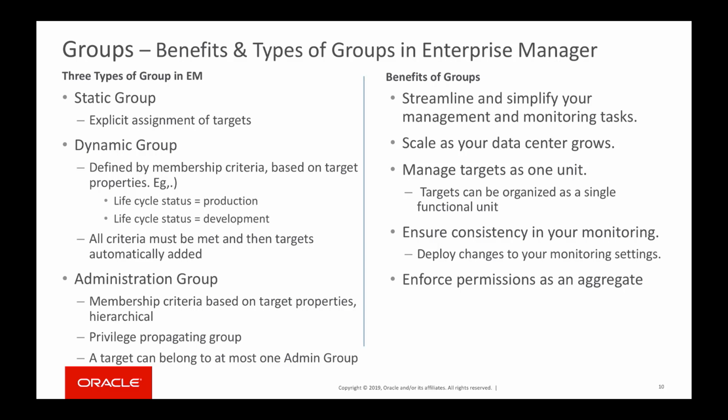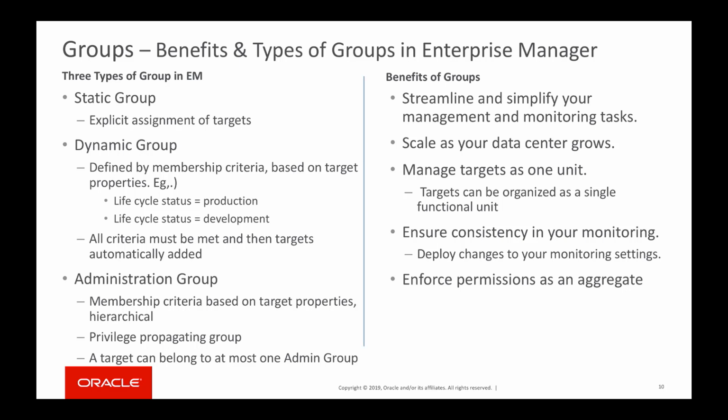So that was about admin groups. But we actually have other types of groups in EM as well. So let me quickly talk about the groups in general to cover them. There are 3 different types of groups in EM: static, dynamic, and admin groups. And we just covered admin group.